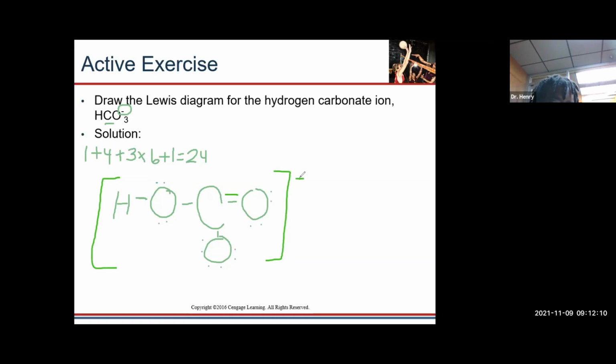Okay, do you guys see that? I like that. Oh, it makes sense. Do you guys get that? See how it works? And so the goal, again, if we can reach our octet, we want to try to reach our octet. Now, there are going to be exceptions where we can't reach our octet, or we'll break that octet rule. We'll talk about those here in a second, okay?